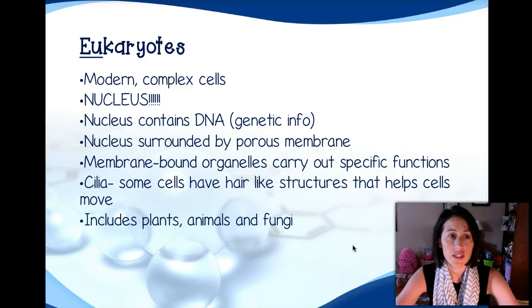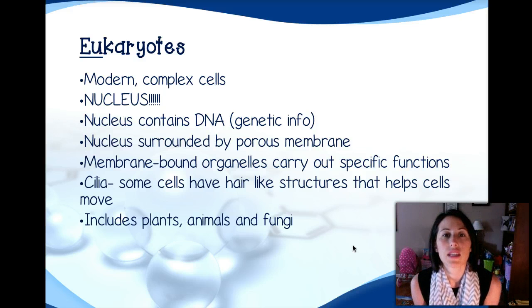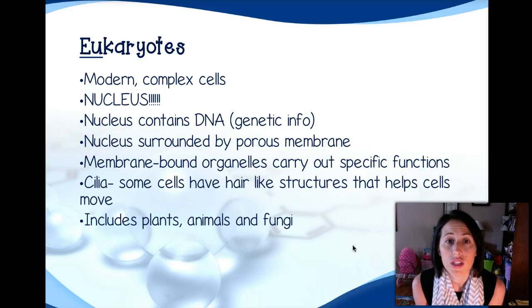Eukaryotes do have a nucleus, so this is the way I remember it. Pro means no. Eukaryotes is like you and me. We are animal cells. We have nuclei inside of our cells. Okay, so eukaryotes are like you and me. There is a nucleus. Inside that nucleus is the DNA, and that DNA contains all of the genetic information that is going to be responsible for controlling everything that that cell does.